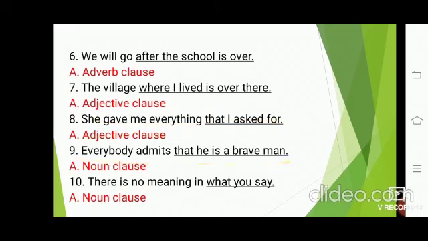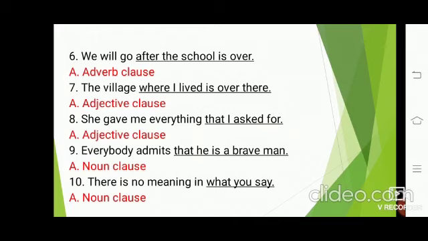Now everybody admits what? That he is a brave man. See the difference, children. This that stands for the things that you asked. If you ask the question what here, you won't get the answer. She gave me everything what? That I asked for. Because it is everything that I asked, it is an adjective clause. But in the other sentence, everybody admits what? That he is a brave man. So this is a noun clause.